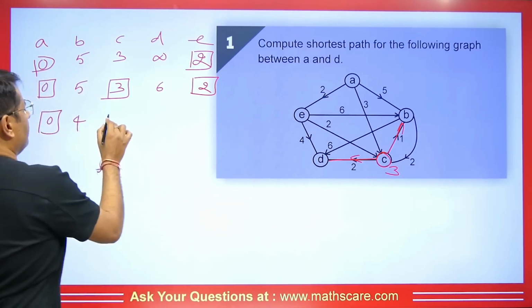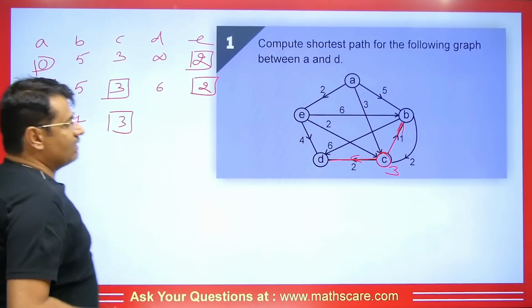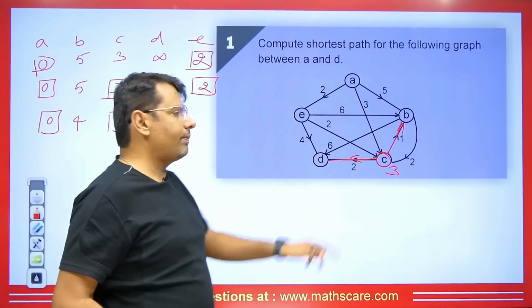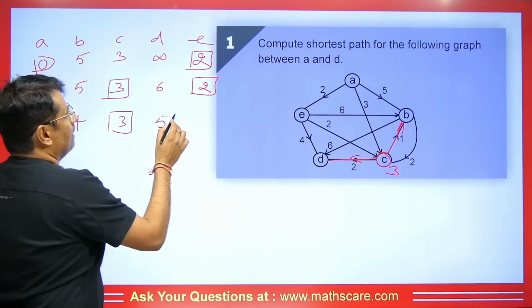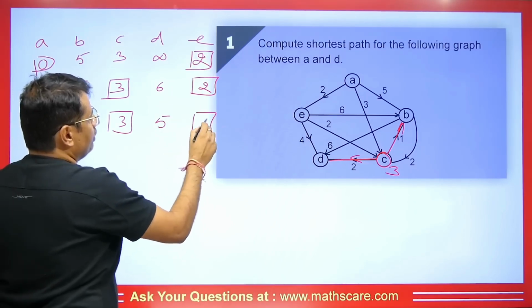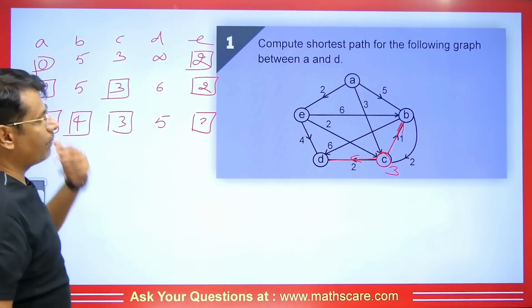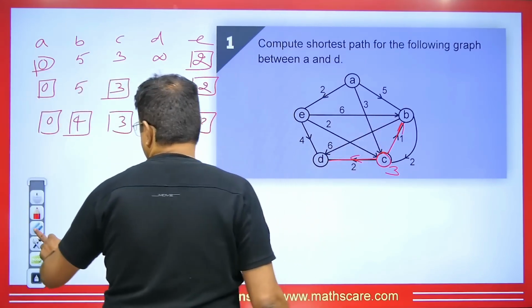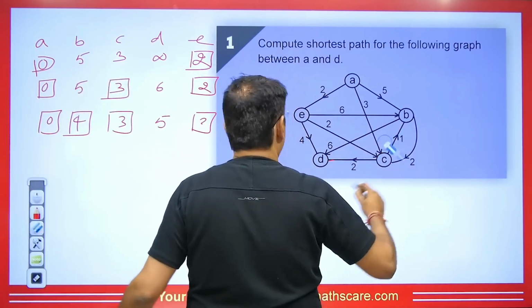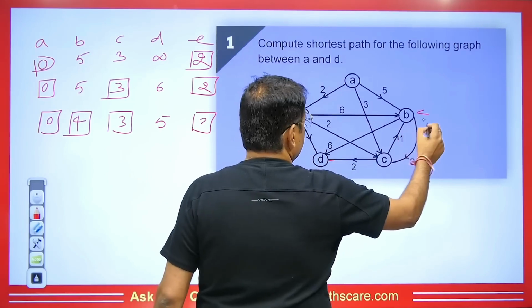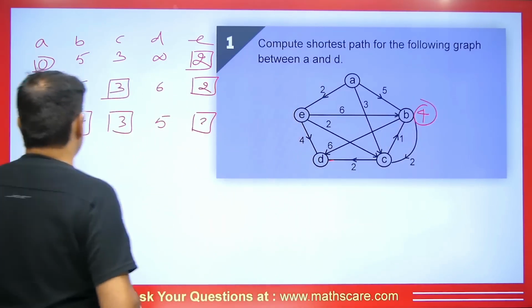Now we talk about C on C. This will come as it is. Now C to D. So there is 3. 3 plus 2. Here it will be 5. Is this clear? Here it is E, so we will take as it is. Now tell me which is minimum in both of these. So this will be minimum. So where did we reach? We reached B. Yes, we reached B, right? So we have reached B, and how much distance did we cover to reach B? 4.